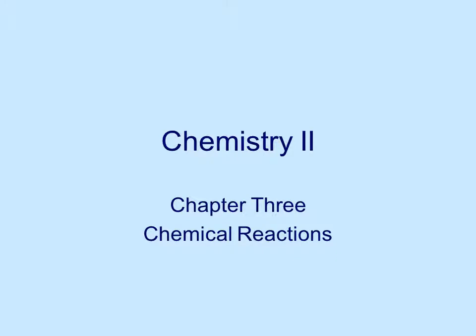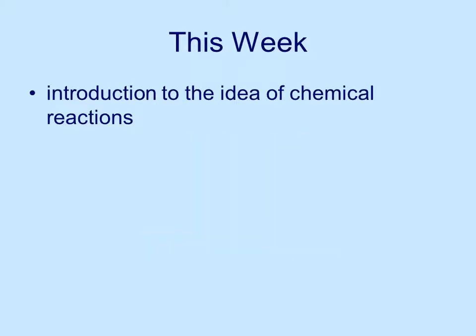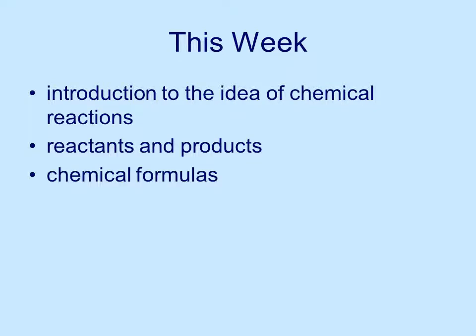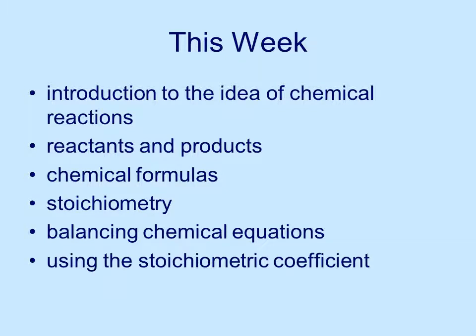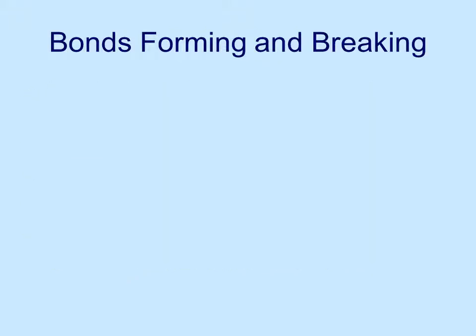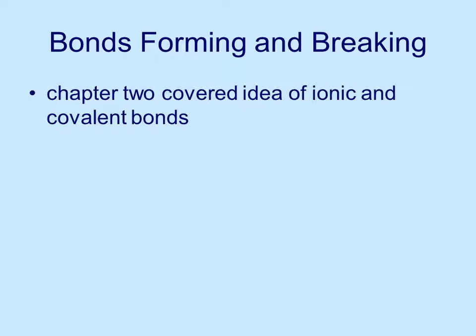Today we're going to be talking about chemical reactions. What we'll do is look at the idea of a chemical reaction. What are they? Define reactants and products. Then take a look at chemical formulas and see how to do calculations with them. Look at stoichiometry, which is a long word for balancing equations, and we'll talk about how to balance equations. And then we'll talk about the stoichiometric coefficient and its role in balancing equations. So let's leap right into this.